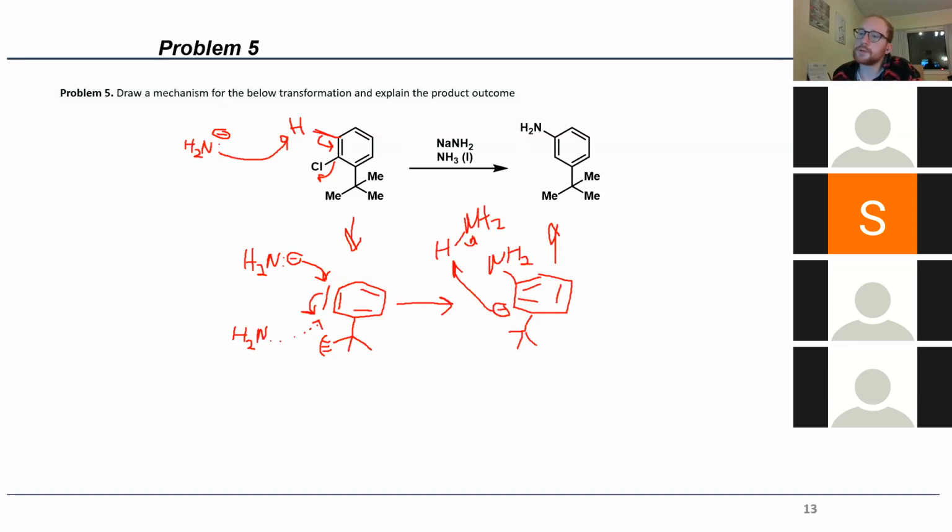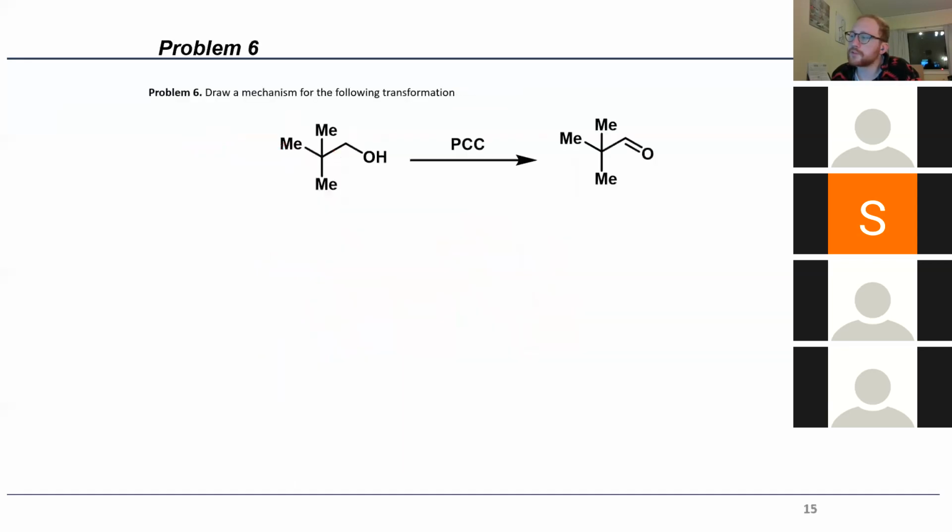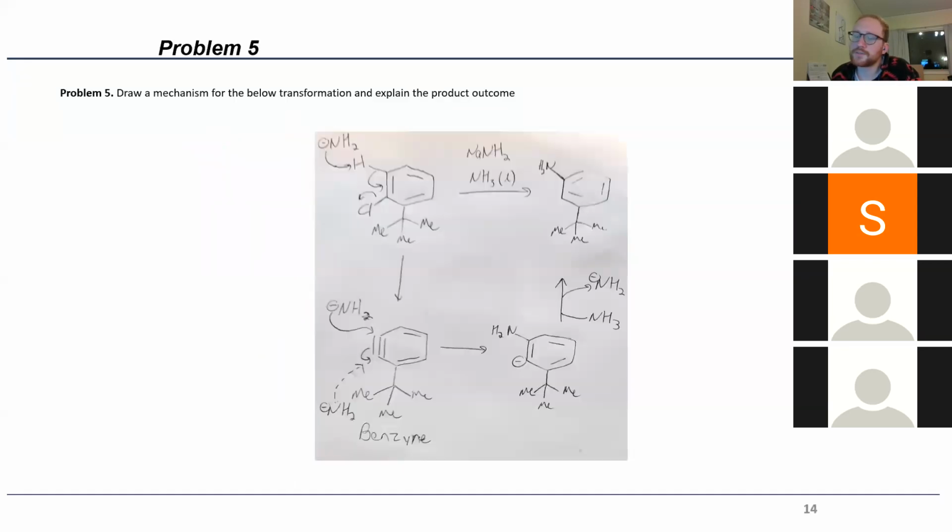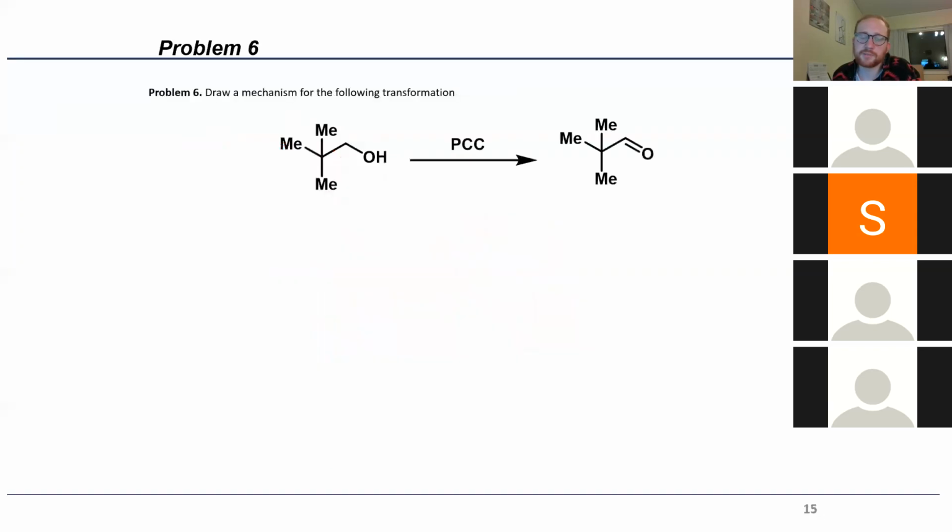Okay, let's move on to problem 6. This was my less fun way of drawing it, way more fun to use PowerPoint. Okay, so this next reaction is the PCC oxidation of an alcohol. So PCC is pyridinium chlorochromate. So it looks like this.